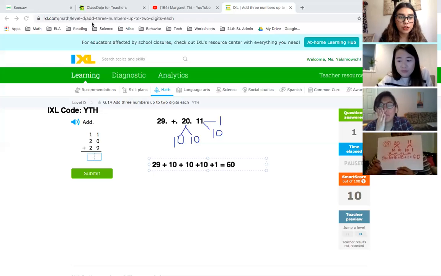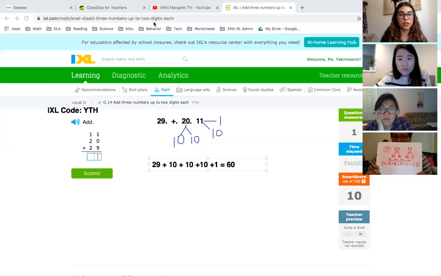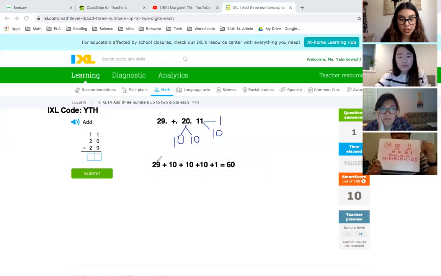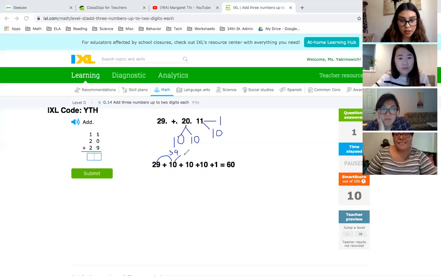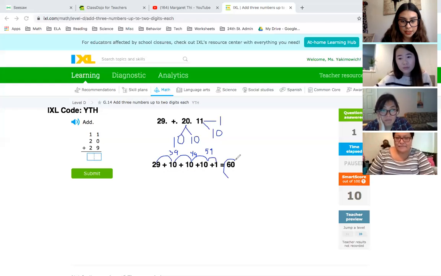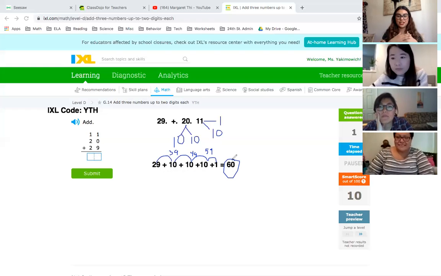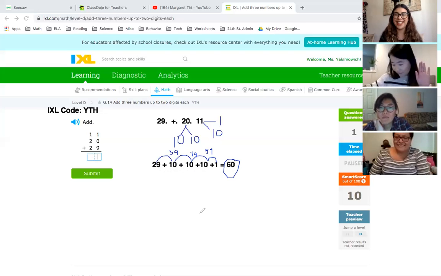Yeah. But I love how you used 2 strategies. You used decomposing with a number sentence, and then you also added Miss Kim's idea of the number line. So then you jumped from here to the 10 to give you 39. And then another 10, and it gave you 49. And then another 10 gave you 59. And then another hop, and it gave you 60. Beautiful. I love those 2 strategies combined. All right, one more teacher to share their strategy, Miss T.